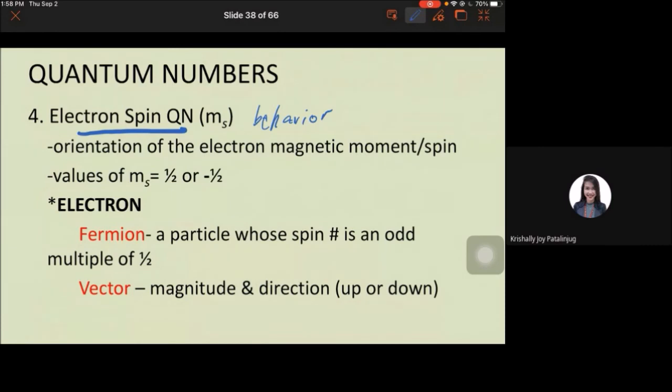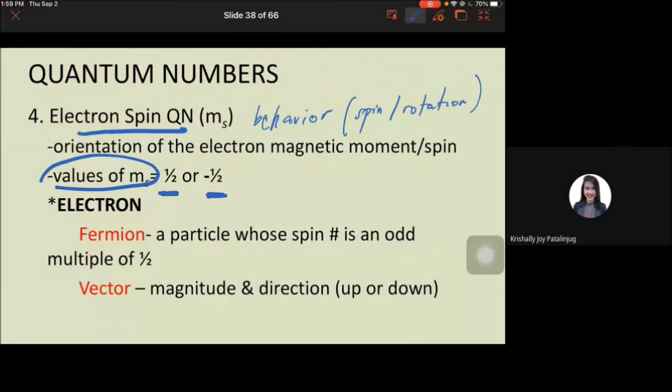So, hindi na tayo masyadong give much more time to electron spin. Kasi nga, spin lang naman yung dinadescribe niya. Spin ng electron. The rotation of the electron. Now, what are the possible values of M sub S? M sub S is the electron spin. It could either have positive 1/2 or negative 1/2.